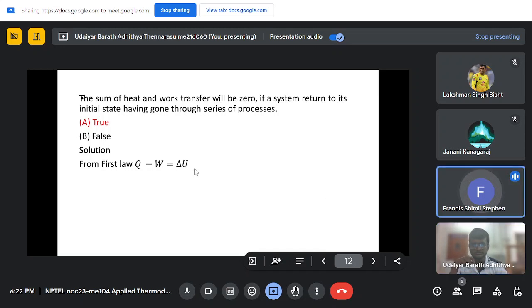It can also be considered for an engine, where delta U will be zero. Any process going through a cycle, this will be true. Okay.